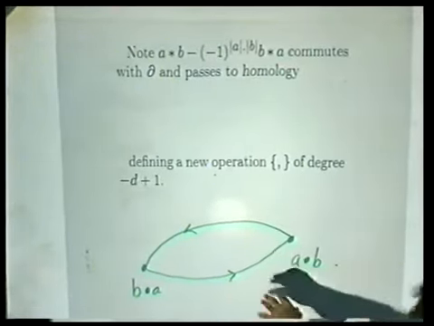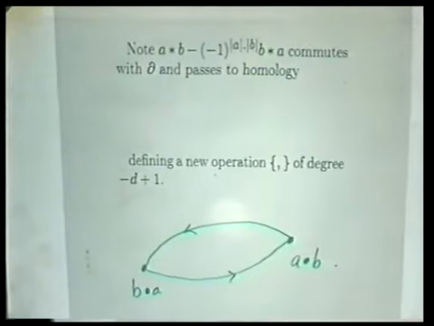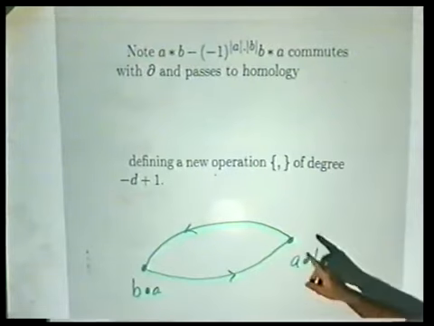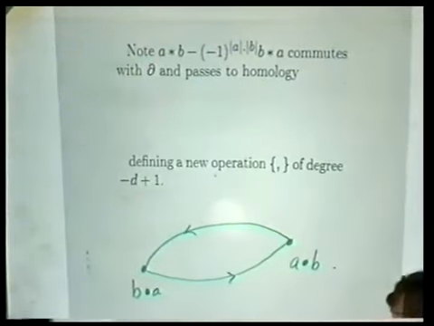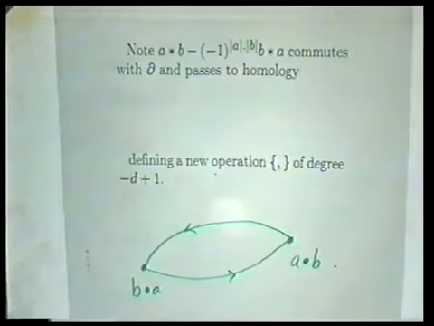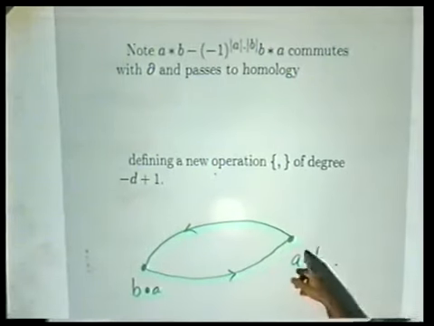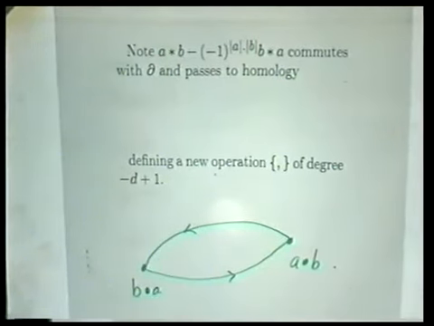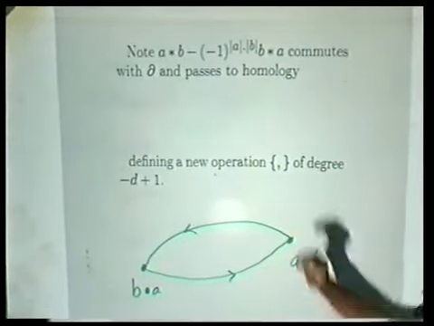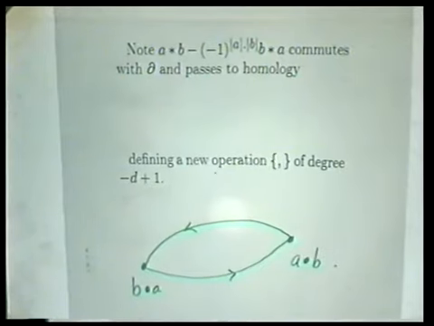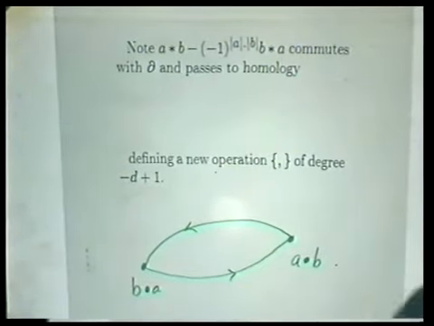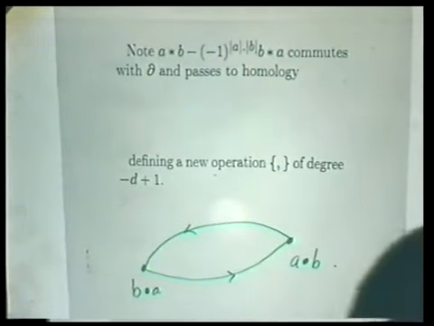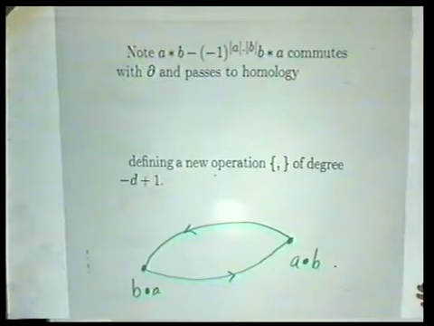There's a hole here in this path, and this cycle defines a new operation of degree minus D plus 1, namely I and J go to I plus J minus D plus 1, and this commutes with the boundary operator because of the picture. And this defines an operation, the bracket, which will pass to the homology. So it's the residue of non-commutativity at the deeper chain level that you get out of the chain. This is the good reason why you'd like to.